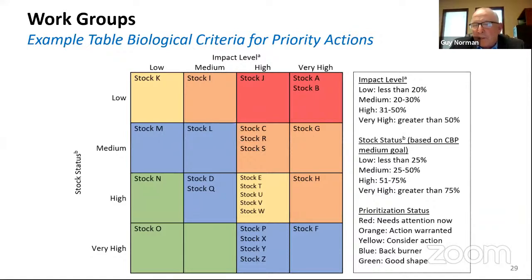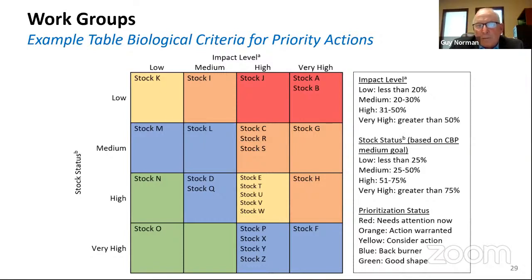For impact level, what's been assigned in this example is low, medium, high, and very high impact. You can see the various percentages of a population that are impacted by a particular threat, ranging from 20% for low to greater than 50% for very high. The stock status is also based on the partnership information, low being less than 25%. There are a number of stocks in the basin that are listed, and there are also some stocks in the high and very high categories that are healthy and harvestable and represent the path we'd like to put other stocks on in recovery.